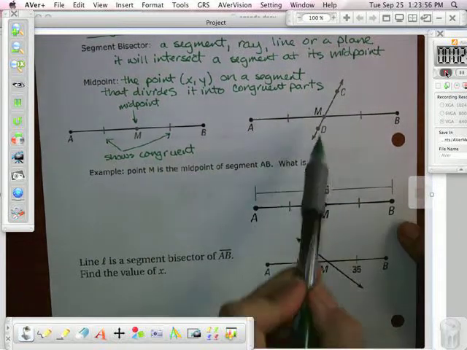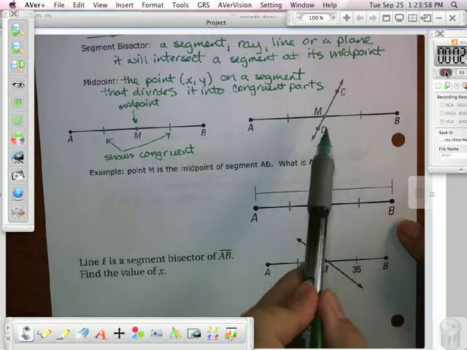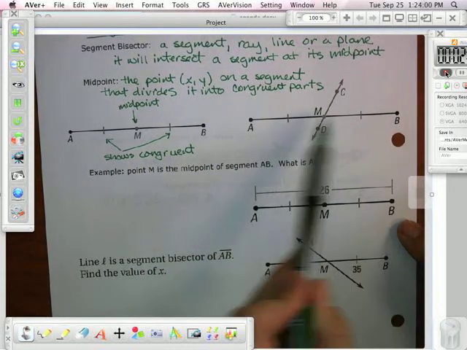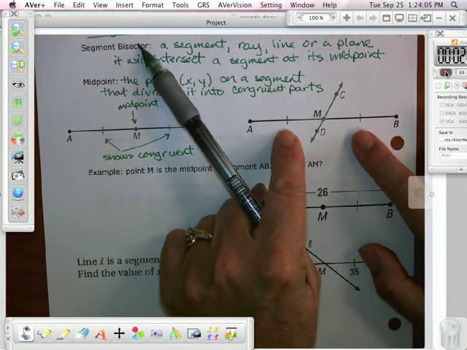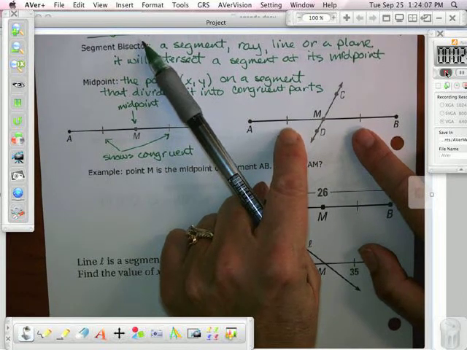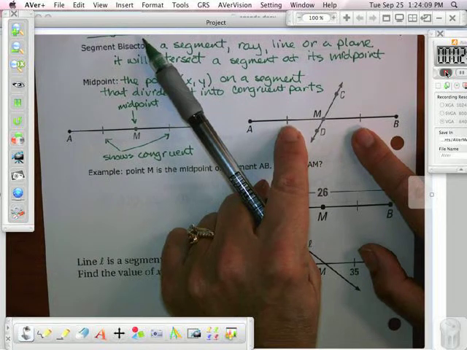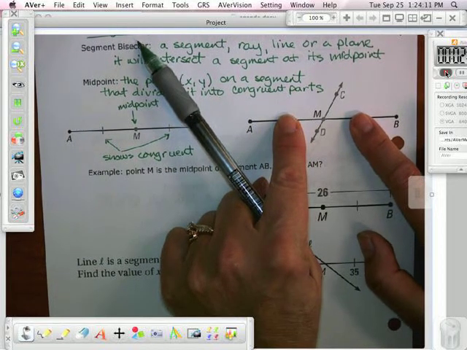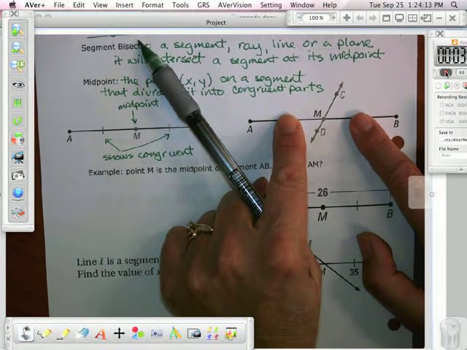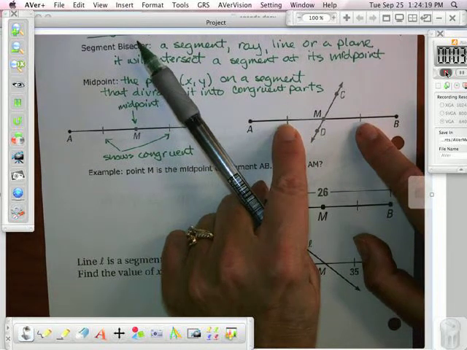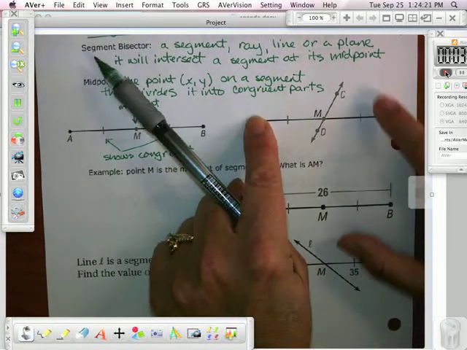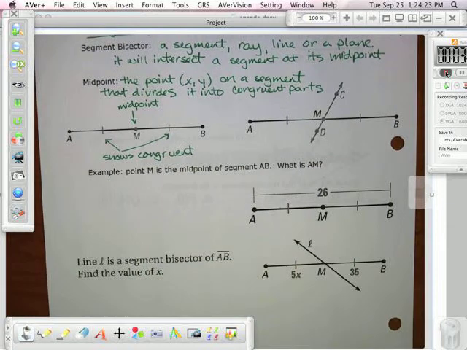So this is line CD, and it's bisecting AB. How do I know it's bisecting AB? Because I got these two things here which are showing that the two halves are congruent. If these lines weren't here, I couldn't say that it was bisecting it because I wasn't given enough information. They have to be here to tell me that these pieces are equal so I can say that it actually is bisecting that segment. Okay?